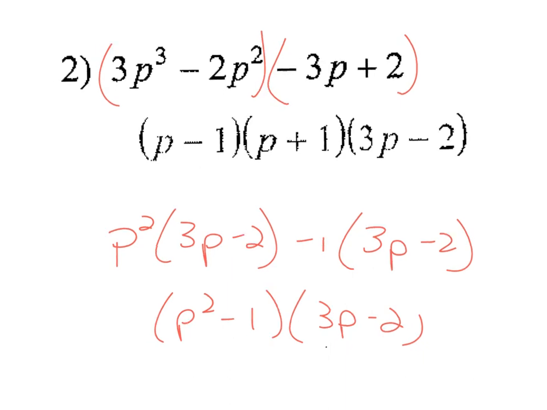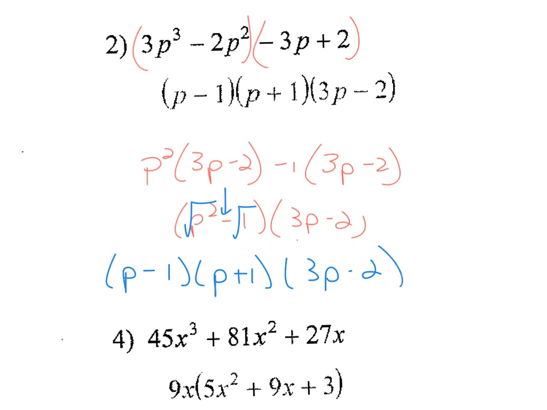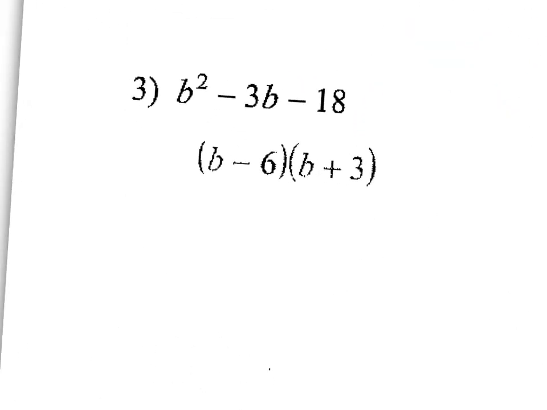So I'm going to rewrite the outside, p squared minus 1, and then the 3p minus 2, writing down your inside. Now, in this case, if you got to here, you're doing pretty good. But this is also, right here, difference of squares. You can square root and you have a negative in there. So you needed to go ahead and then break that down to a p minus 1, a p plus 1, and then a 3p minus 2.